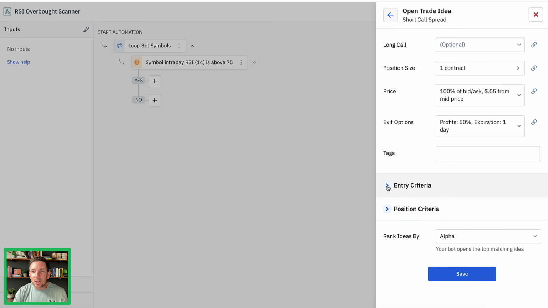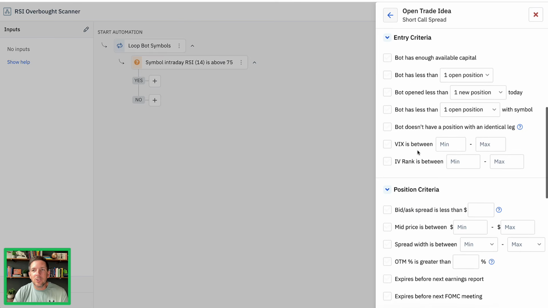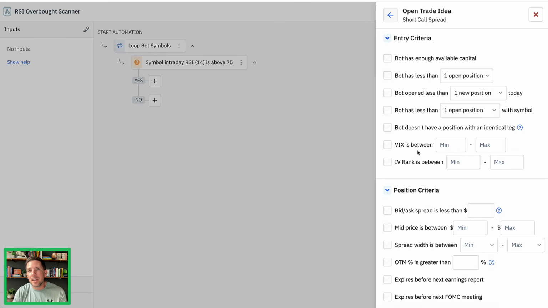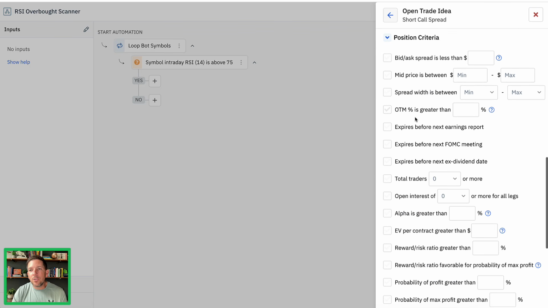Now, the final thing that you can do is you can set some entry criteria here and some position criteria. This is basically your checklist of what type of position fits the criteria that you're looking for. So in this case, I'll say something like the bot has enough available capital. That makes sense. Don't try to force a trade because it's just going to error out unless the bot has capital. Make sure the bot has less than one position with this symbol. This is a really fun one too, because then it doesn't get into the same type of position over and over and over again. If it finds a trade for one symbol, it'll grab one position in that symbol. Down here in position criteria, this is where you can do a lot of stuff here. This is again like your shopping list or your checklist.